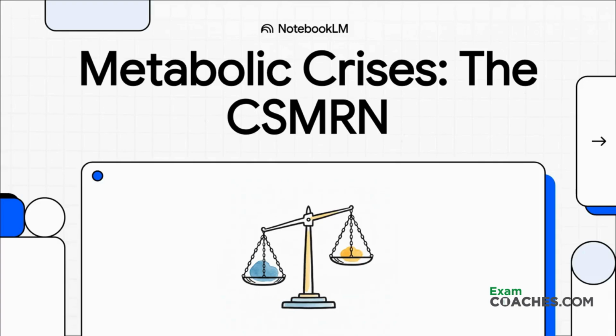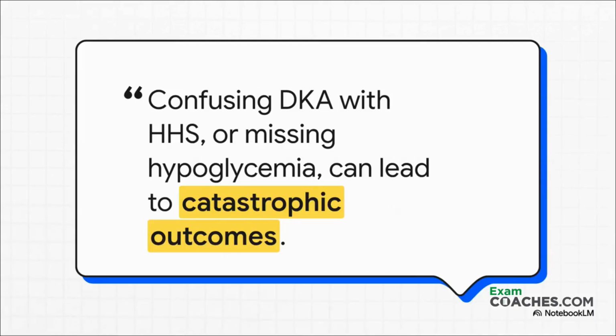When you're dealing with an endocrine emergency like a diabetes crisis or a parathyroid imbalance, things can go south, and they can go south fast. Every single minute counts. So let's talk about how the CSMRN framework helps you get a handle on these metabolic crises with the speed and the precision you need. And I'm not exaggerating here. The stakes are as high as they get.